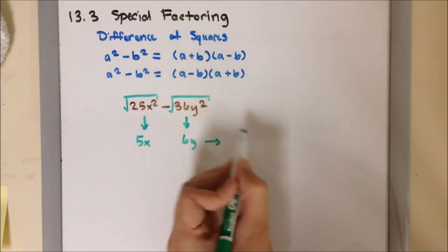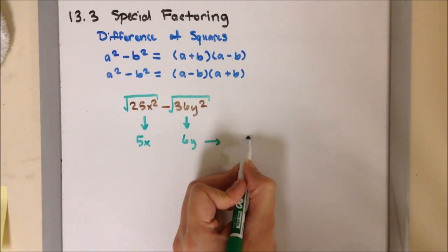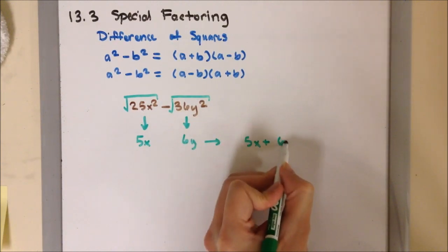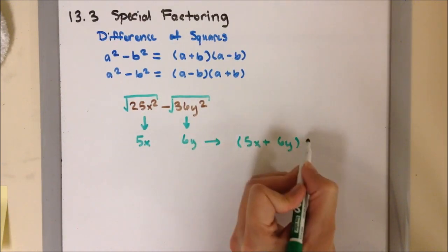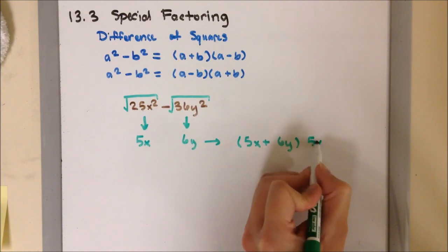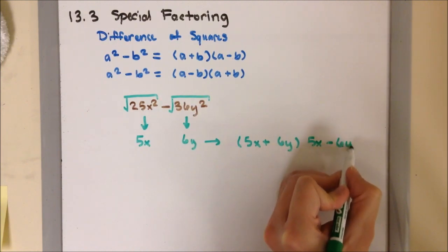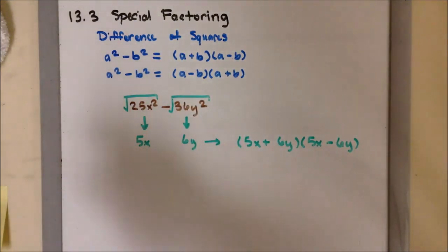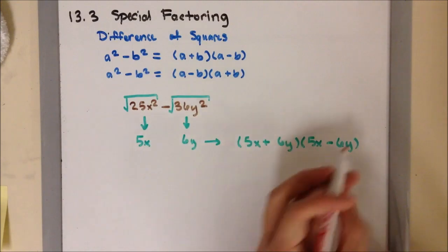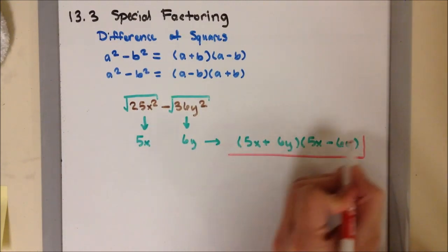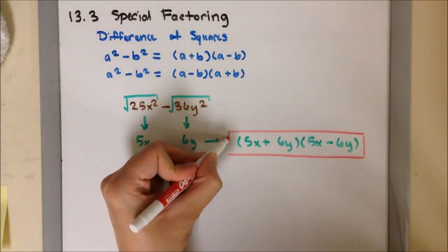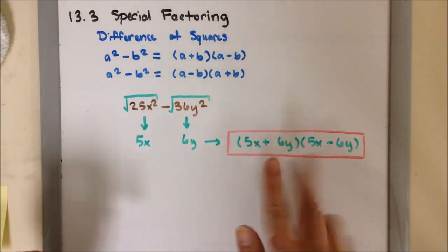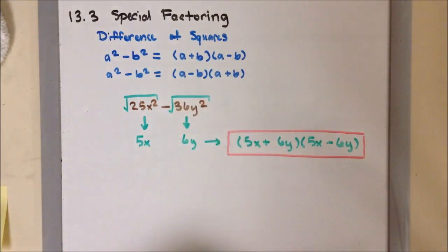So say I follow this form. My a value is 5x plus my b value, which is 6y. Put it in parentheses. Then I'll rewrite it again, 5x, but this time minus 6y. Put it in parentheses, and then that's my final answer. Let me box that up. And again, you could choose to write 5x minus 6y first, and then 5x plus 6y. The order doesn't matter as long as you follow the form correctly.